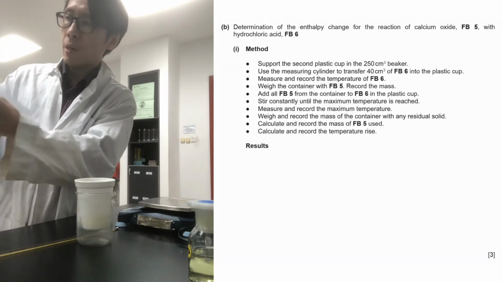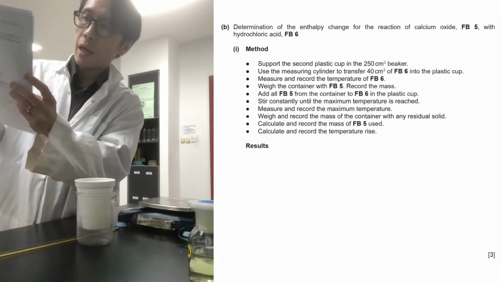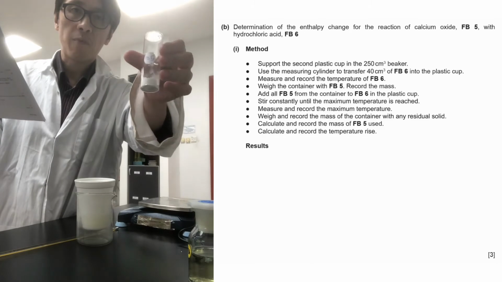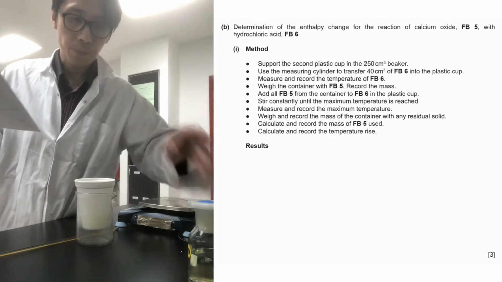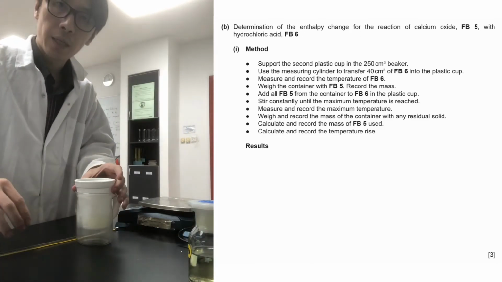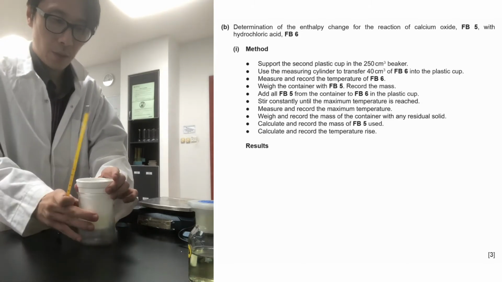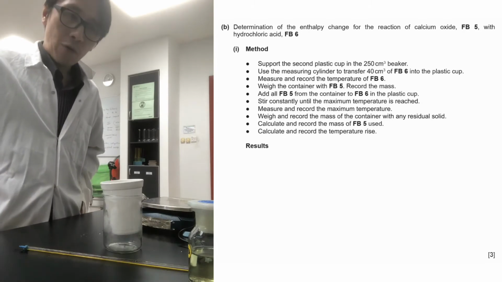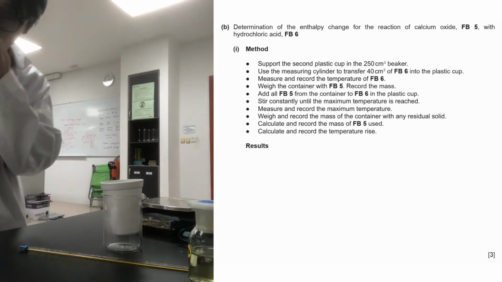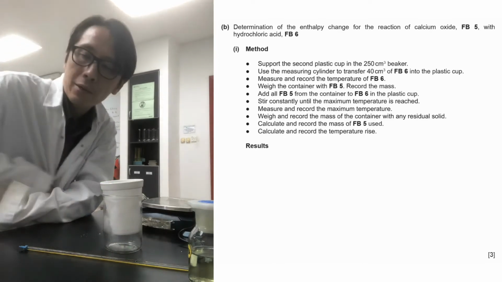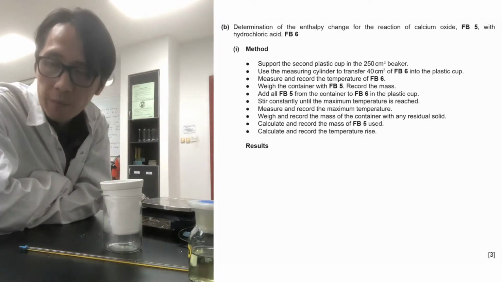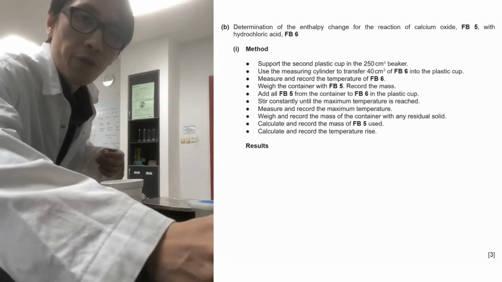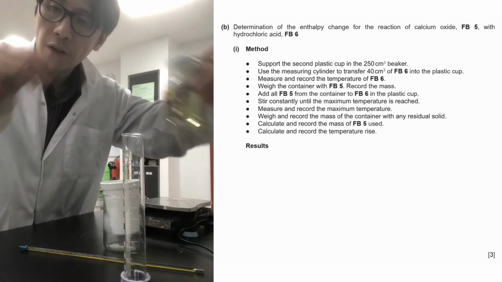Now in experiment 2B, I have to do the same thing, but instead of using FB4, I will use FB5 instead. So let me just wash my solution first. Be right back. Now for FB5 and FB6. So FB5 is the calcium oxide of a given mass, and we will have to react it with FB6, same thing. So I'm going to have to refill this to 40 cm³ of FB6.